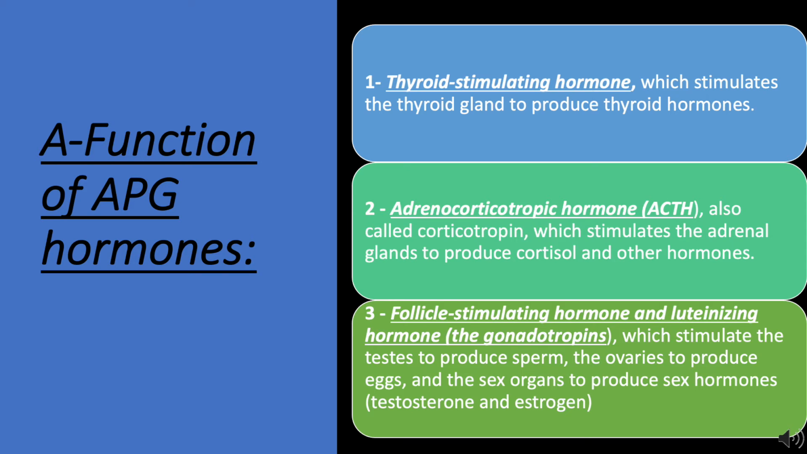3. Follicle-stimulating hormone and luteinizing hormone, the gonadotropins, which stimulate the testes to produce sperm, the ovaries to produce eggs, and the sex organs to produce sex hormones, testosterone and estrogen.